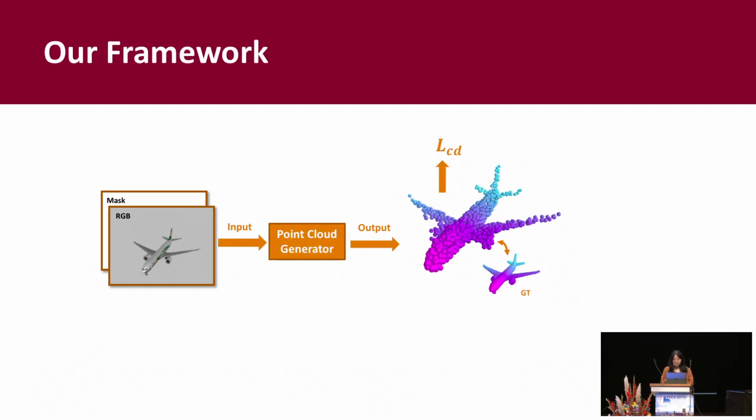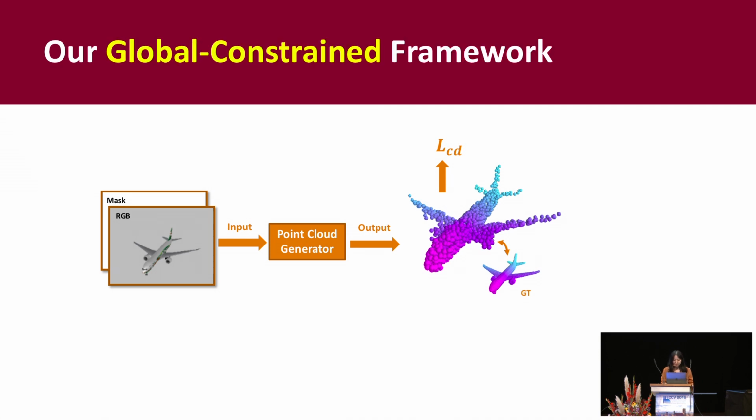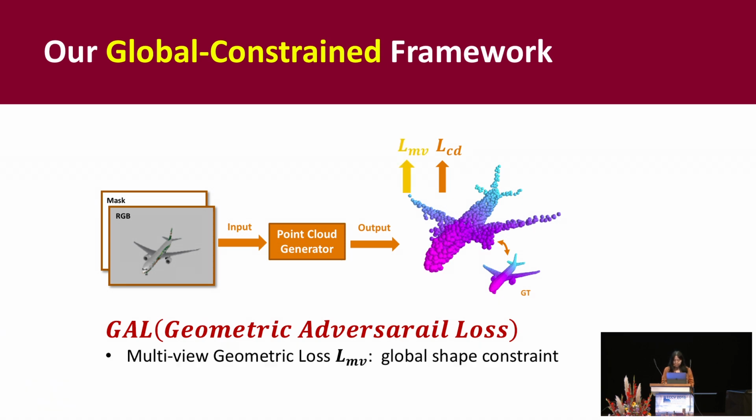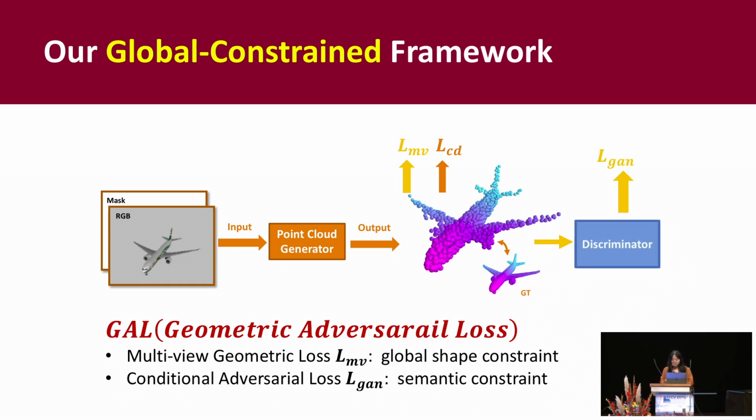To resolve the problems, we build our framework on top of the point set generation network and propose a supplementary global constraint loss. We call it geometric adversarial loss. It consists of a multi-view geometric loss which tries to constrain the global shape of the object, and an adversarial loss which constrains the object in a global semantic way. Our proposed framework could further improve the quality of the predicted point cloud.